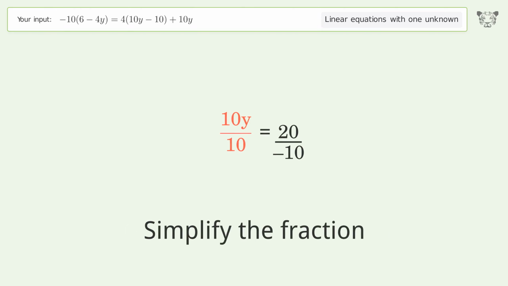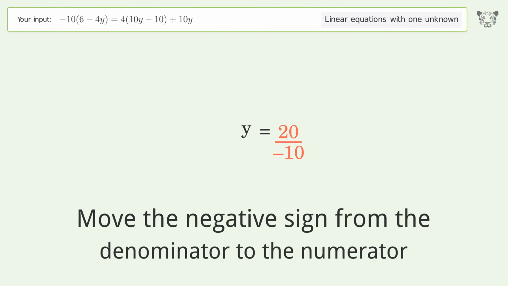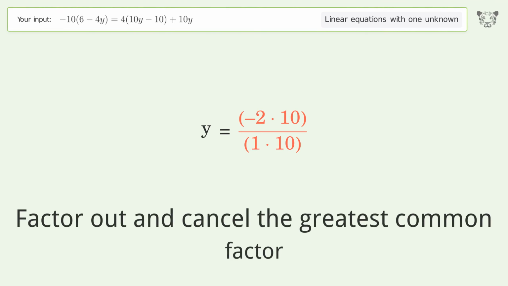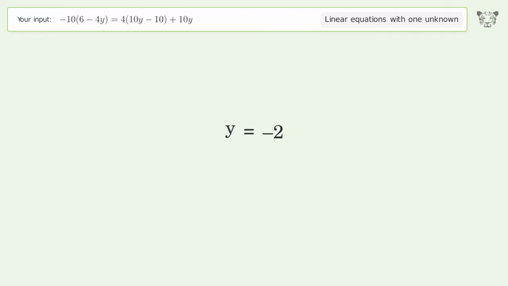Simplify the fraction. Move the negative sign from the denominator to the numerator. Find the greatest common factor of the numerator and denominator. Factor out and cancel the greatest common factor. And so the final result is y equals -2.